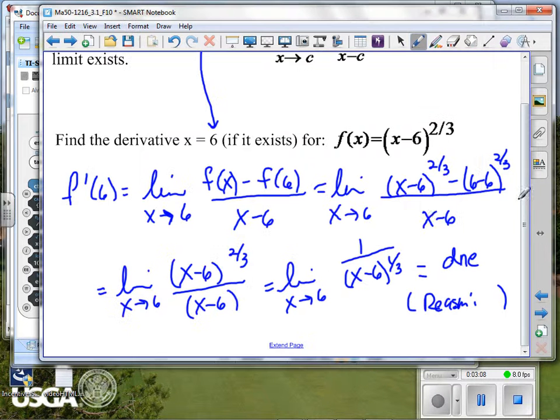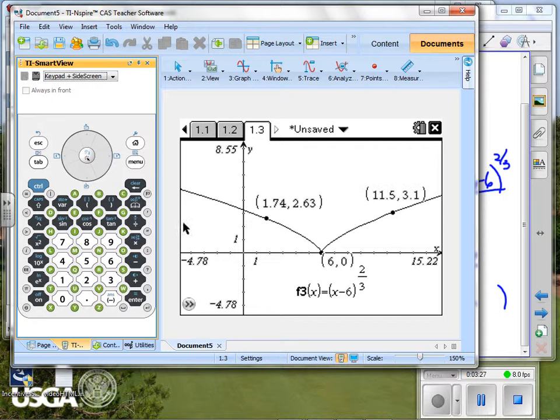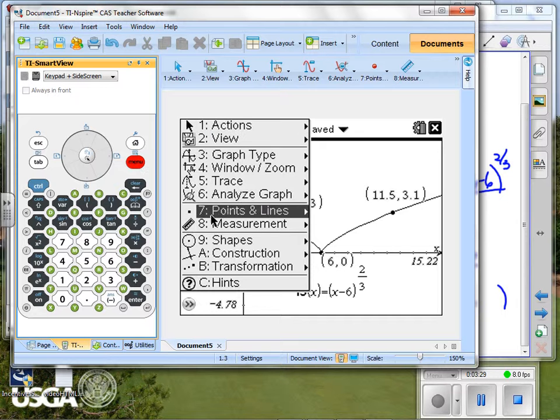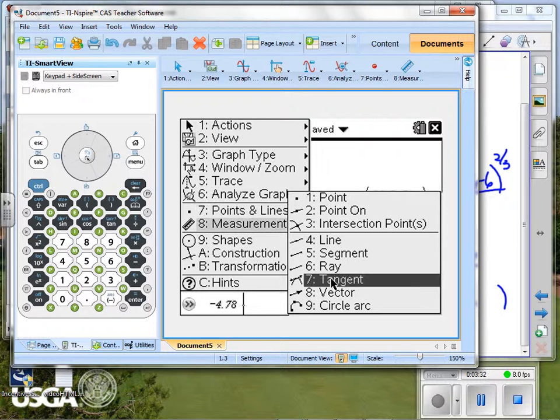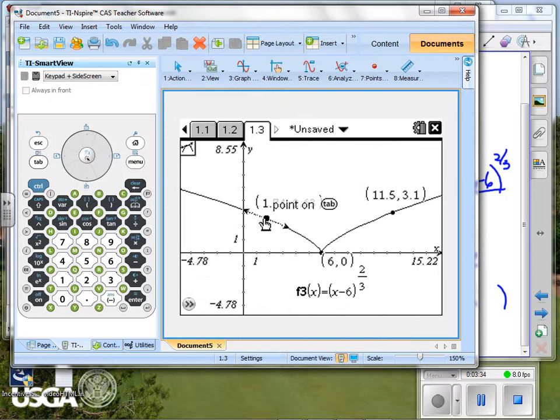The limit that we are finding over here is determining slope of what? This whole limit is determining slope of what? The derivative. Not the slope of the derivative. Find the slope of the tangent line. So let's go into menu, go down to points and lines, and pick a tangent. And let's put a tangent at both of those places. I'm going to grab the ends of those so I can extend them a little bit so I can see them.